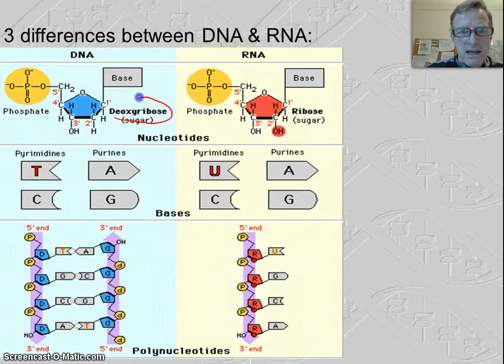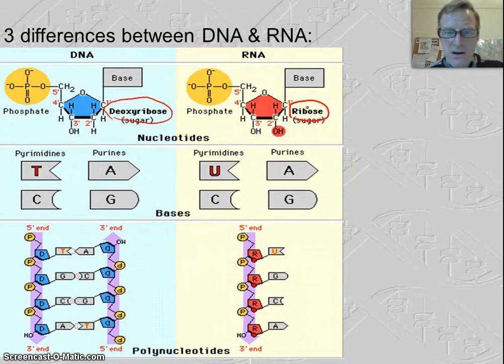The sugar in DNA is called deoxyribose. The sugar in RNA is called ribose. And what does that mean? That means that there's one less hydroxyl group in DNA than there is in RNA, in terms of the sugar. Then the second thing: in DNA we have A's, T's, G's, and C's. In RNA we have A's, G's, and C's, but instead of T we have uracil.